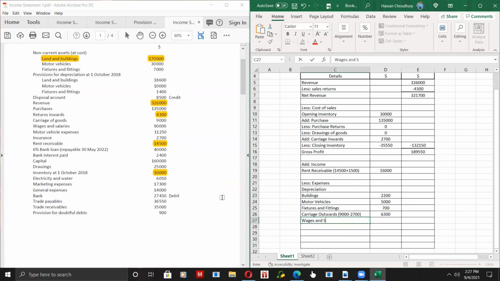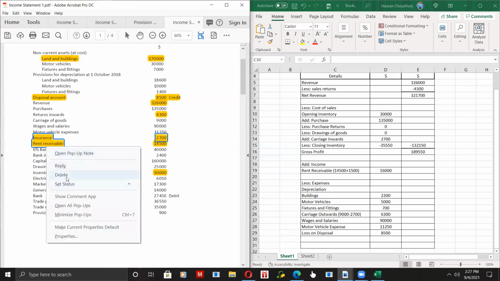We've got wages and salaries, which is around 90,000. We've got our motor vehicle expense, around 11,250. There's another thing I missed over here. Do you see disposal account credit? This disposal account credit means a loss on disposal. So we write loss on disposal, credit of 8,500, right? Then we've got insurance for 2,700.